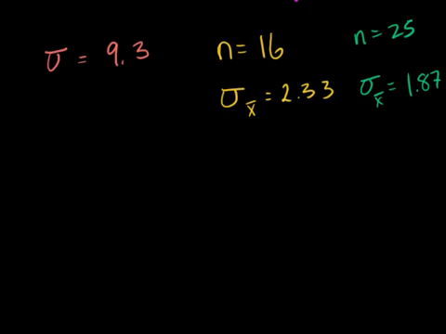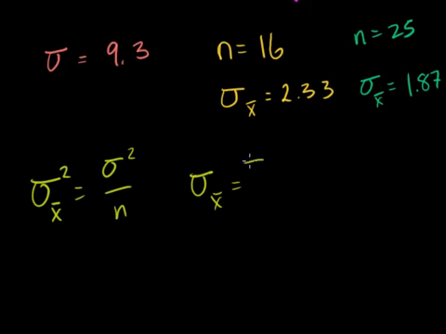So we know that the variance of the sampling distribution of the sample mean is equal to the variance of our original distribution divided by n. Take the square roots of both sides, and then you get the standard error of the mean is equal to the standard deviation of your original distribution divided by the square root of n. So let's see if this works out for these two things.